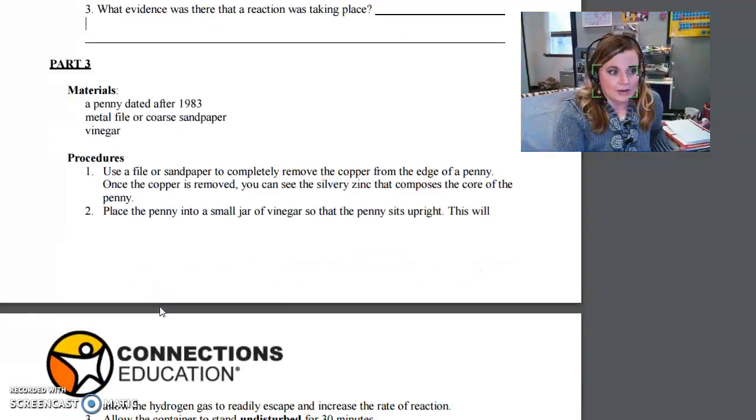Lab number 3 here, you need to have a penny that is older than 1983 because those pennies are high in zinc. Pennies before 1983 were made primarily of copper. A metal file or coarse sandpaper because you're going to want to scratch off that coating. There's like a copper plating on the zinc penny. You want to remove that. And it should look silvery once you remove that and see the core of the penny.